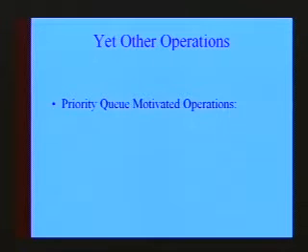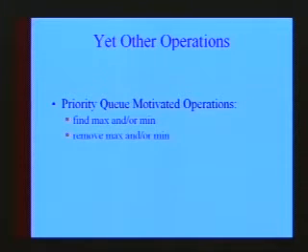Some other operations that you might want to perform on binary search trees, say, motivated by operations performed on priority queues. You may want to find the largest item or the smallest item. You may want to remove the largest item or the smallest item. So those are standard priority queue operations.